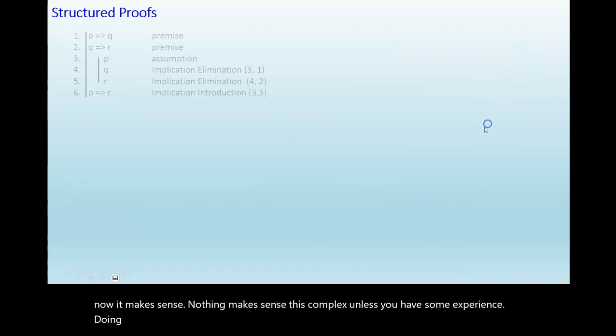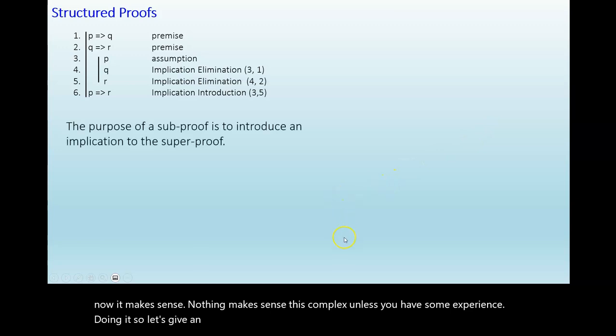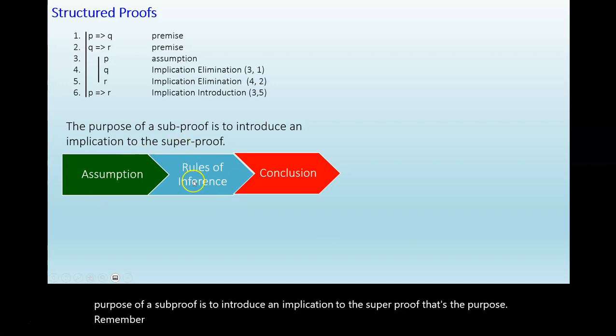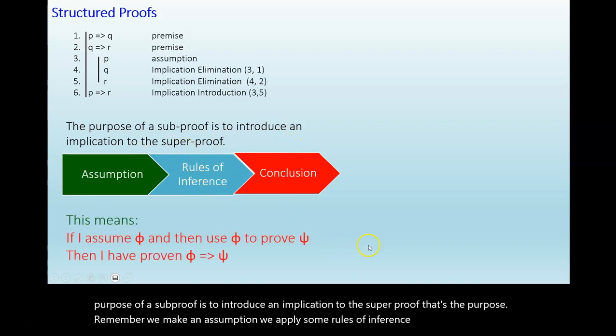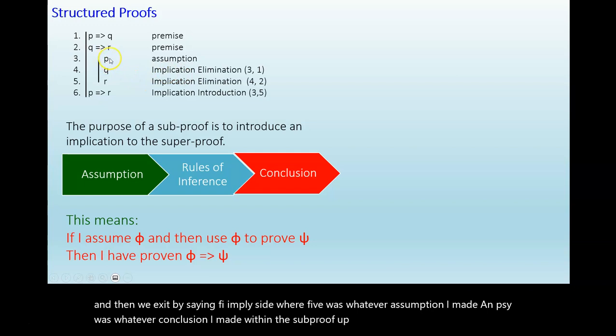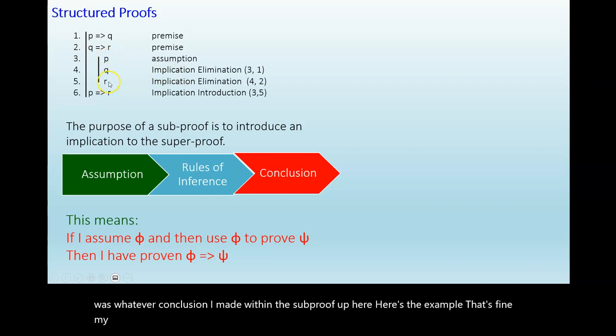Okay, so let's give an example of a structure, or let me restate what I've already stated. The purpose of a subproof is to introduce an implication to the superproof. That's the purpose. Remember, we make an assumption, we apply some rules of inference, we draw a conclusion, and then we exit by saying phi implies psi, where phi was whatever assumption I made and psi was whatever conclusion I made within the subproof. Up here, here's the example. That's phi, my assumption. Here's my conclusion. That's the consequent of my implication. And that's how you build it.